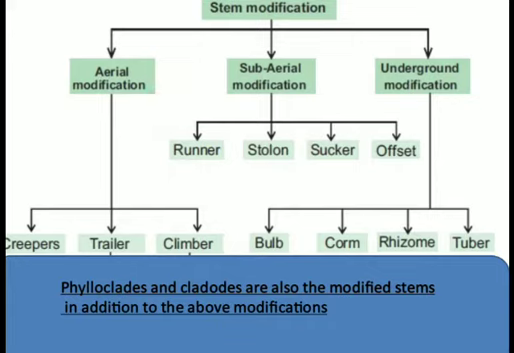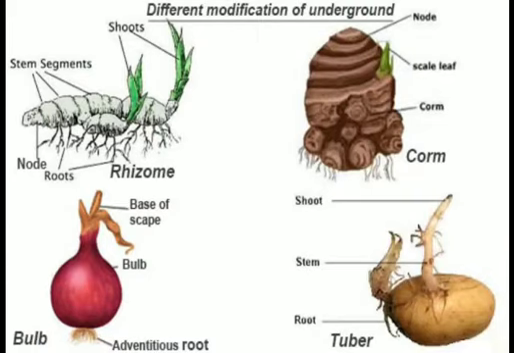And then there are the aerial modifications, totally above the ground, and these include creepers, trailers and climbers. Two more modifications that we will be discussing are the phylloclades and the cladodes, and these are also modified stems in addition to the above mentioned stem modifications. So we will be discussing these stem modifications one by one. Let us first start with the underground modifications of the stem.